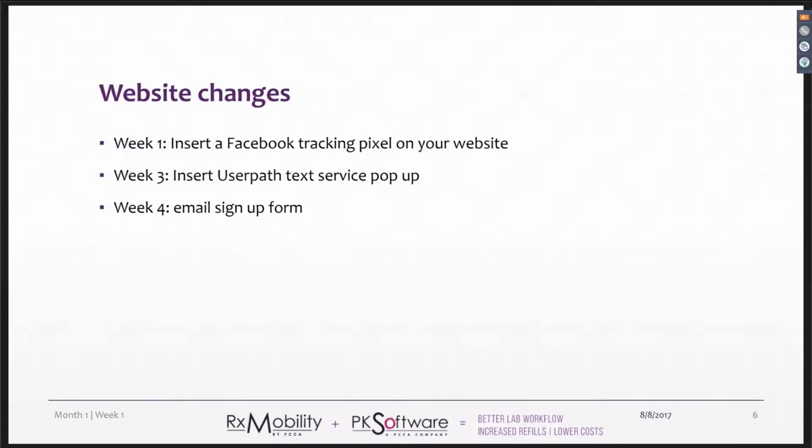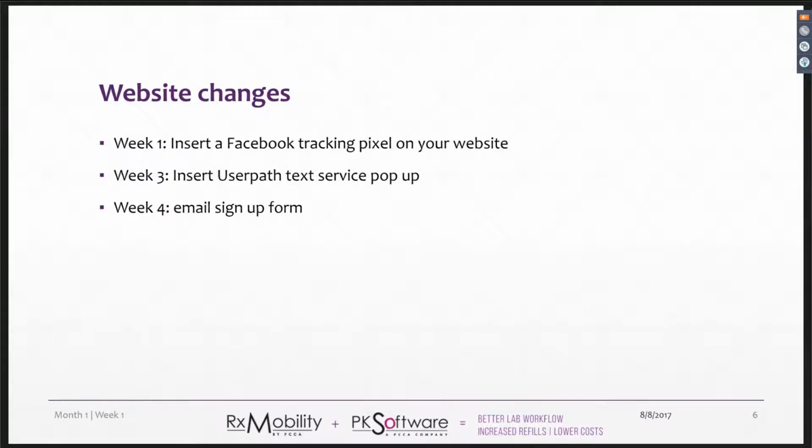And week 3, we suggest that you insert a user path text service pop-up. And again, what that is basically, it's a piece of code, a pop-up code that is on your website, and we use it for app download. So please download your app, and you send a text message to your patient, and they can click on text message, and it brings them to the App Store to download the app.